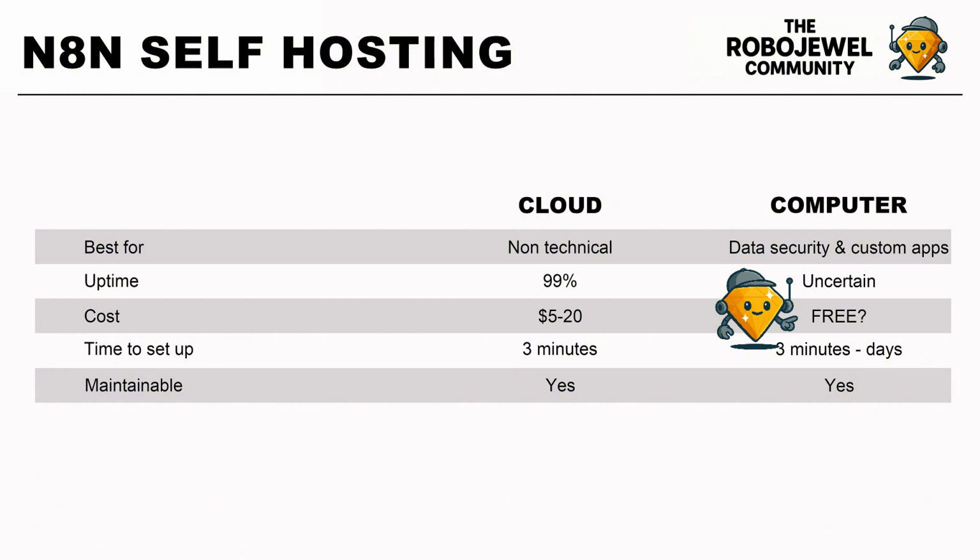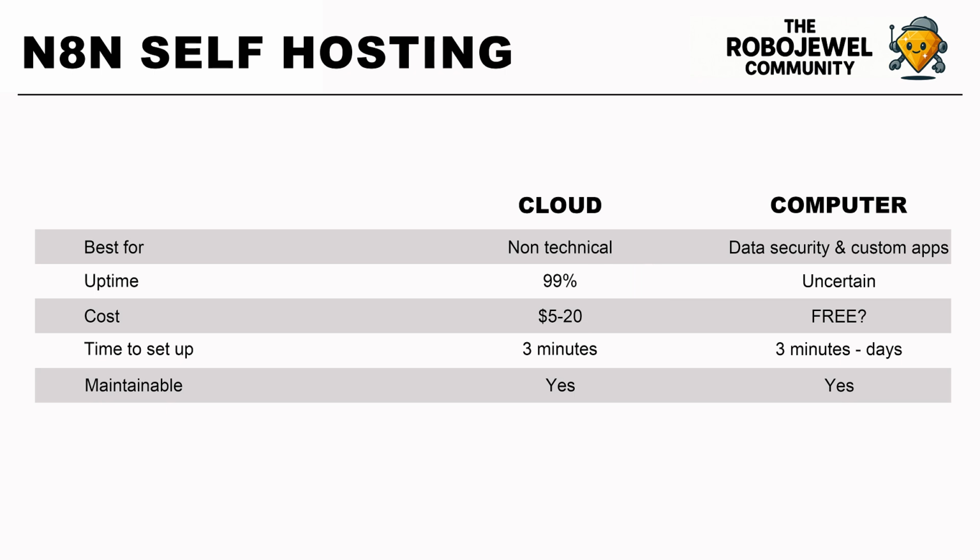Now let's talk cost. Hosting n8n on your computer is technically free, but if you want the reliability of the cloud, you'll probably end up paying for it anyway. Most cloud hosting options fall somewhere between $5 and $20 per month. Sure, there are cheaper and more expensive options out there, but that's a solid ballpark.